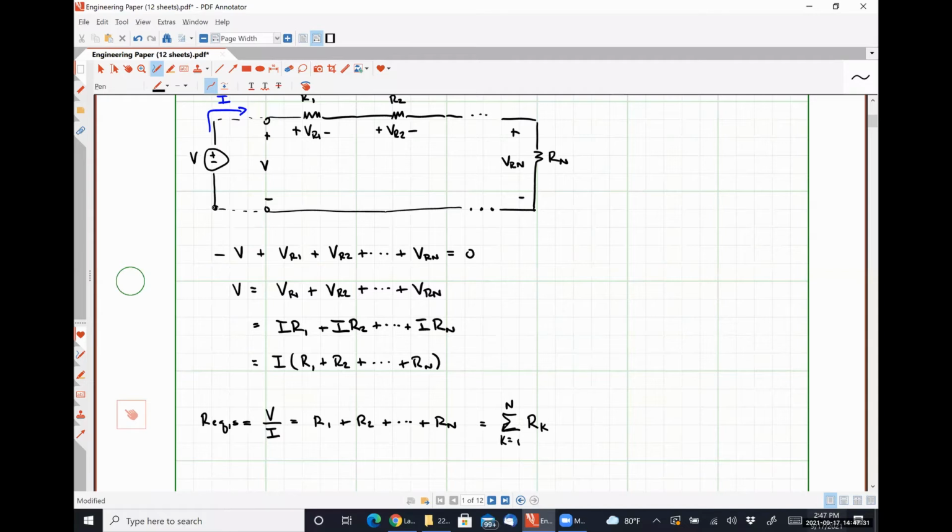So I started at the bottom left-hand corner and I followed my current I around its clockwise path as indicated by the direction of the arrow in the figure. So I see the negative polarity terminal of my voltage source V first, and then the positive polarity terminal of all of my resistor voltage drops. And then I moved the voltage from the source to one side of the equal sign, leaving all of the resistor voltages on the other side, factored out the common current that flowed through everything, and from that wound up with an equivalent resistance equation for resistors connected in series.